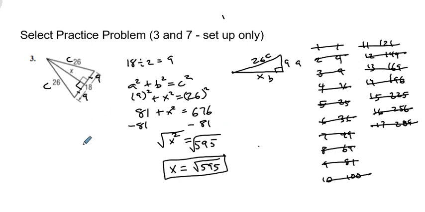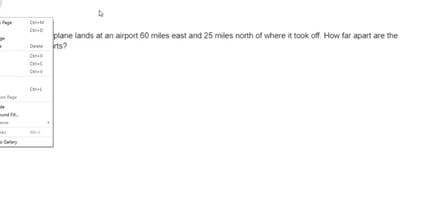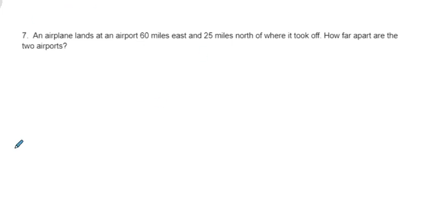Okay, so that's that one. And then really quickly, number 7. It says an airplane lands at an airport 60 miles east and 25 miles north of where it took off. So let's say this is where you're taking off. This is your airport. We'll make this big dot, and that's where you are. And it says it lands at an airport 60 miles east, so it's going this way. And 25 miles north, so north would be this way, because if you think of a compass rose, you've got north, south, and then west and east. And so it's this way and this way.